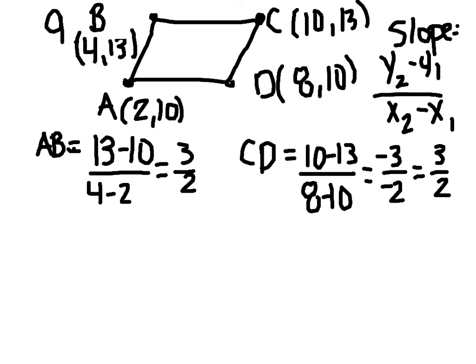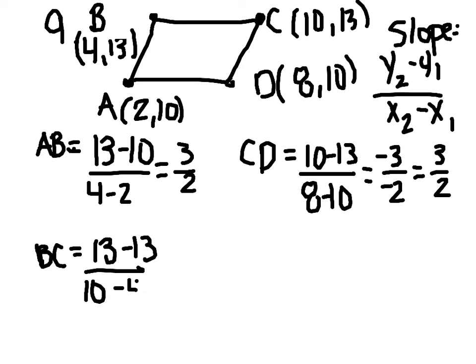That means if the slopes of the lines are the same, that they're parallel. But I can't stop there. That's one pair of parallel sides. And the question asks me, what quadrilateral does it look like? And a parallelogram has two pairs of opposite parallel sides. So I'm going to finish this question and find the slope of BC, which is 13 minus 13 over 10 minus 4, which is 0 over 6, which is just 0.